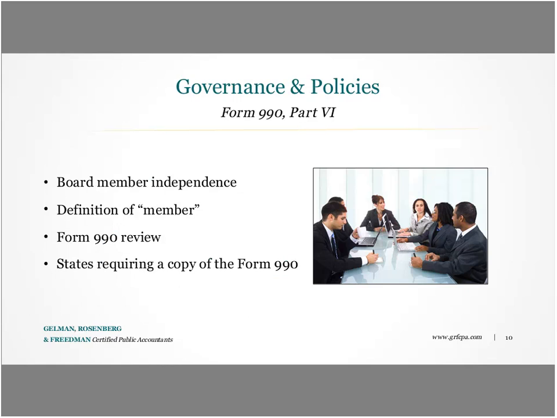I'm going to talk about a few areas of Part 6 of the Form 990, which is governance, management, and disclosure. One of the first questions on the page asks, enter the number of voting members of the governing body at the end of the tax year.